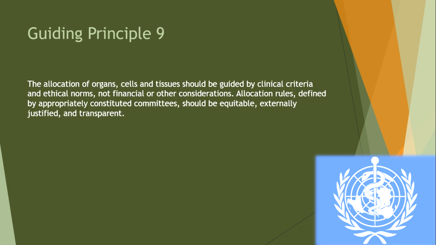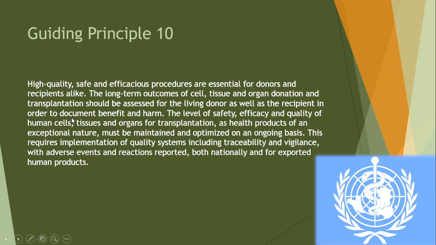The allocation of organs, cells and tissues should be guided by clinical criteria and ethical norms, not financial or other considerations. Allocation rules defined by appropriately constituted committees should be equitable, externally justified, and transparent. High quality, safe, and efficacious procedures are essential for donors and recipients alike.